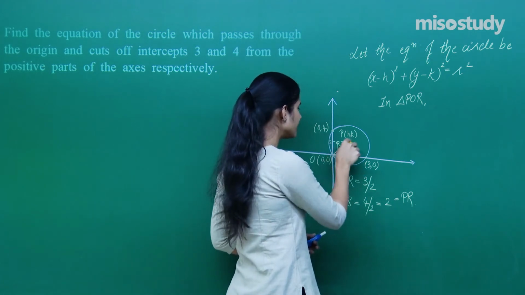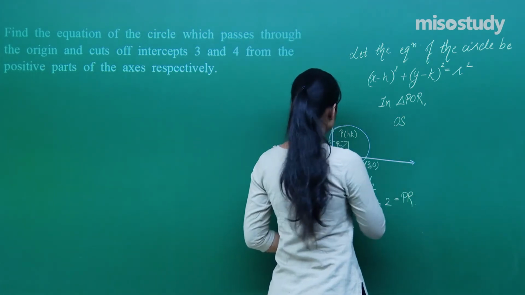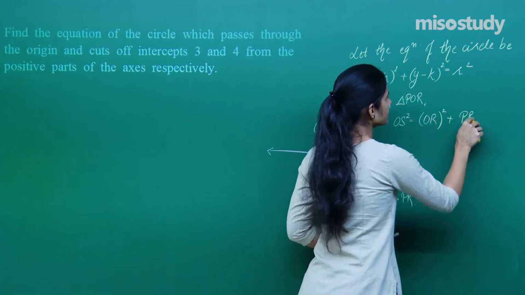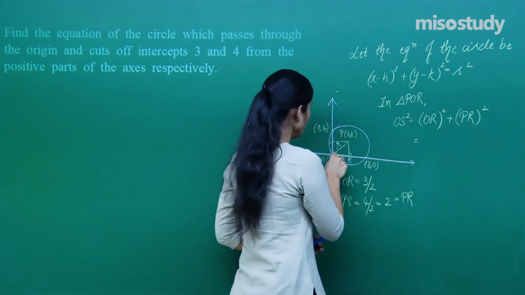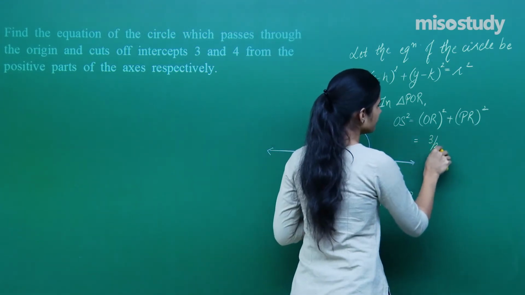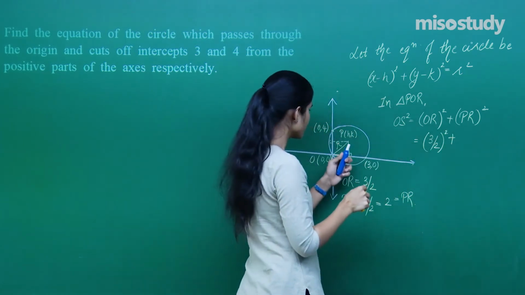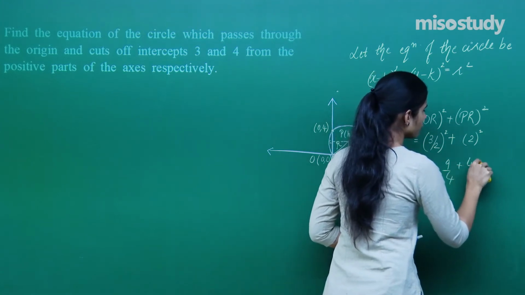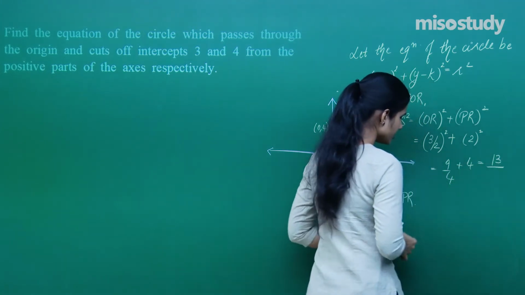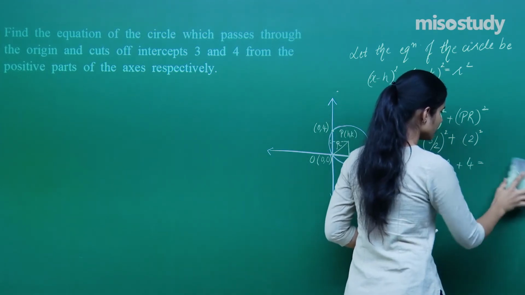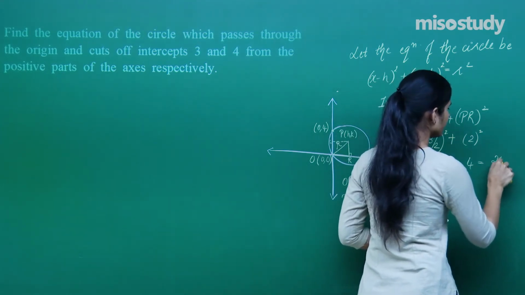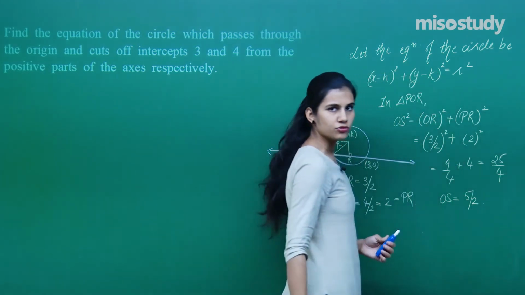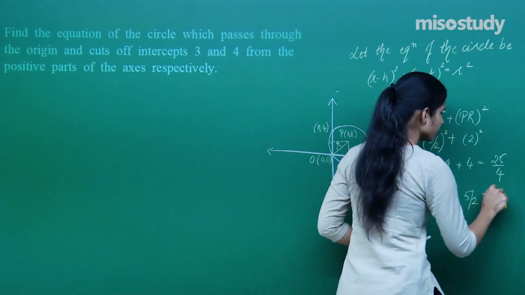In this right angle triangle, then you can compute OP. You know that hypotenuse square equals base square plus perpendicular square. OR is 3 by 2 square plus PR square, PR is 2. This is 9 by 4 plus 4, this is 4 into 4 which is 16. 16 plus 9 is 25 by 4. So clearly OP is 5 by 2, and that is nothing but the value of r.